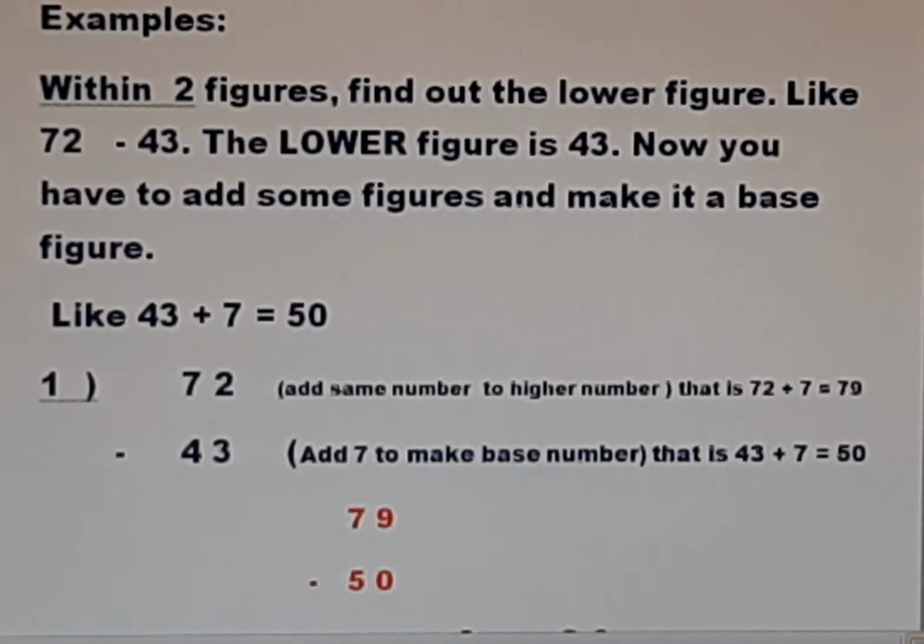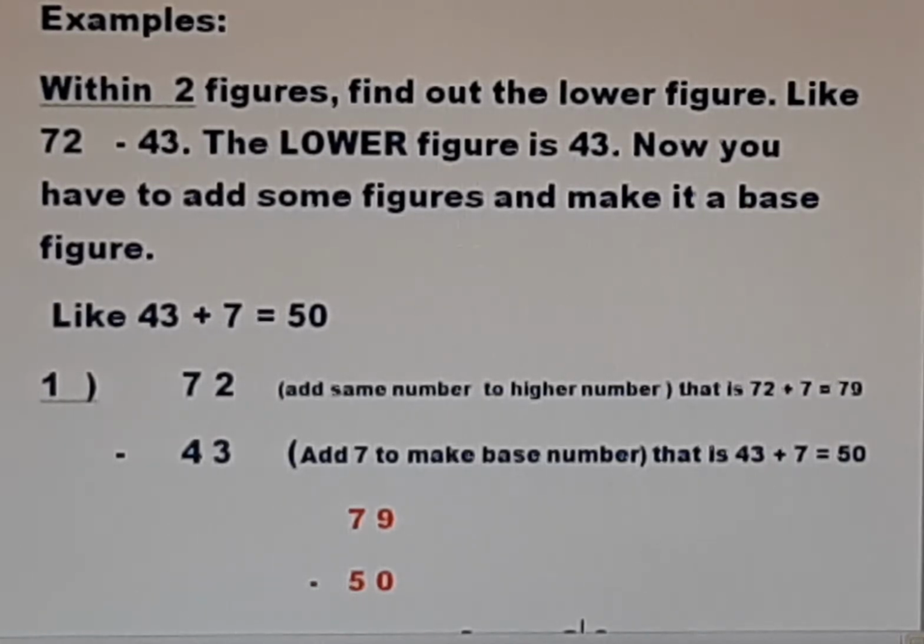With two figures, find out the lower figure, like 72 minus 43. The lower figure is 43, right? Now you have to add some figure to make it a base figure. The nearest round figure to 43 is 50. So to make it 50, you have to add 7. 43 plus 7 is 50.